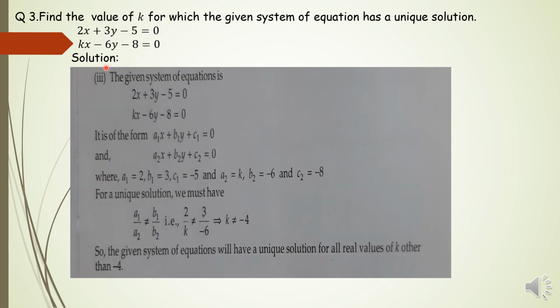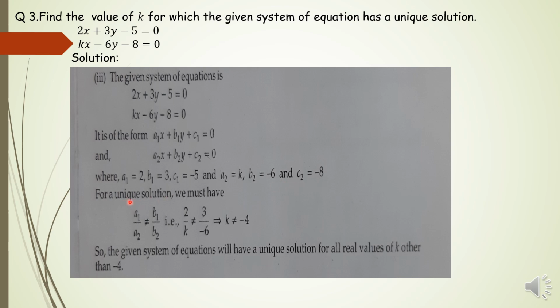So, solution. The given system of equations is 2x plus 3y minus 5 equal to 0, kx minus 6y minus 8 equal to 0. It is of the form a1x plus b1y plus c1 equal to 0, a2x plus b2y plus c2 equal to 0. a1 is equal to 2, b1 is equal to 3, c1 is equal to minus 5, a2 is equal to k, b2 is equal to minus 6, c2 is equal to minus 8.